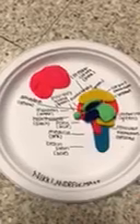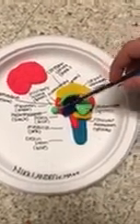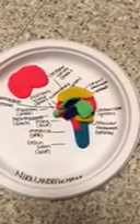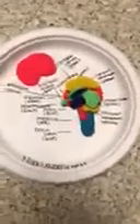The thalamus is the purple back here, and that is responsible for relaying info to the cerebral cortex.